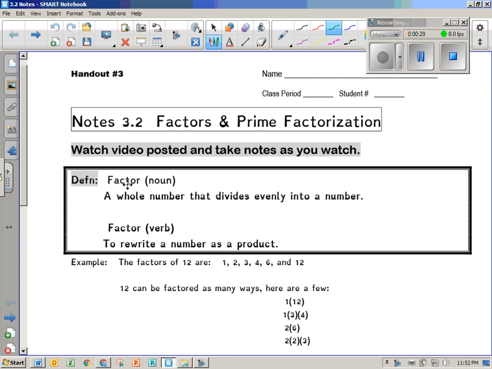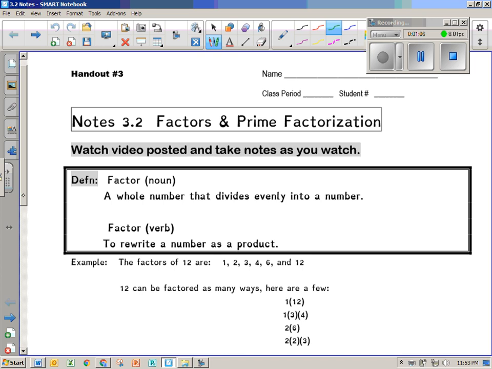A factor as a noun, it's a whole number that divides evenly into a number. For example, the factors of 12. 1 is a factor, 2 is a factor, 3 is a factor, and so on, because each of these numbers divides evenly into 12. But if you're given a number and the directions say factor or give the prime factorization, they're telling you to do something to the number. They're asking you to rewrite the number as a product.